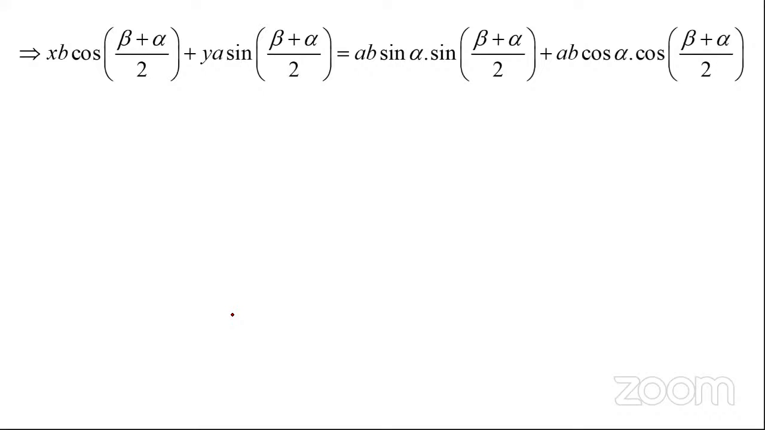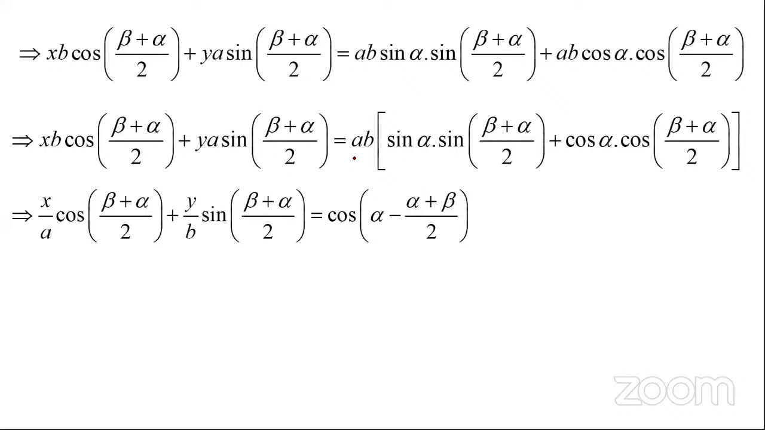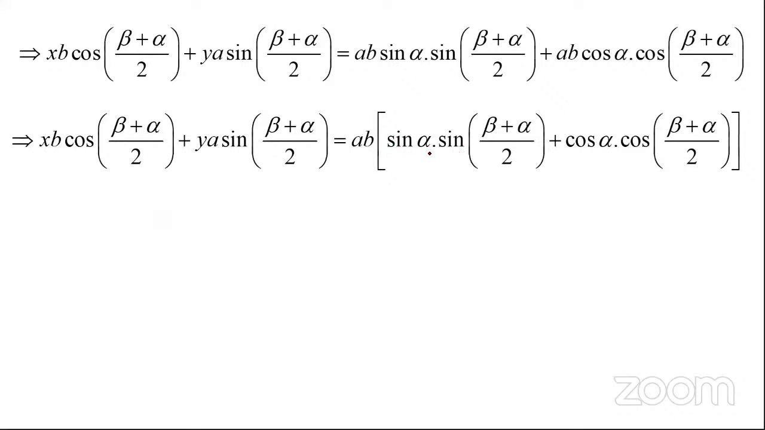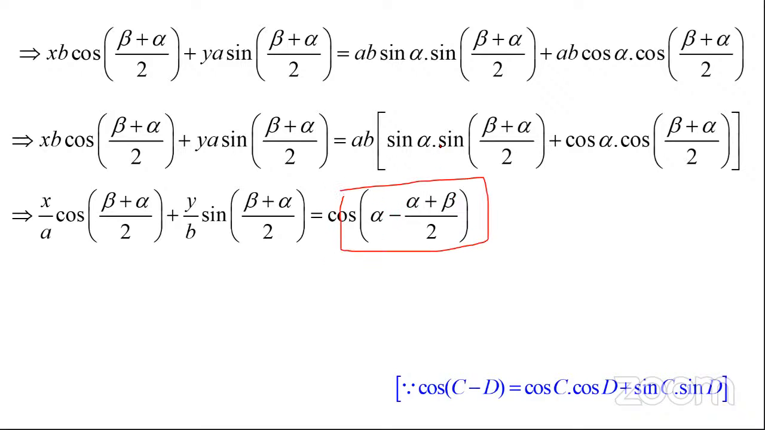I'm separating the xb term, the ya term and the ab terms. The left side stays the same, and on the right side I take ab common. Then I get sin a sin b plus cos a cos b, which is nothing but cos(c minus d), since cos c cos d plus sin c sin d equals cos(c minus d). Substituting, this is c and this is d, so I get (alpha minus beta)/2 after taking the LCM.